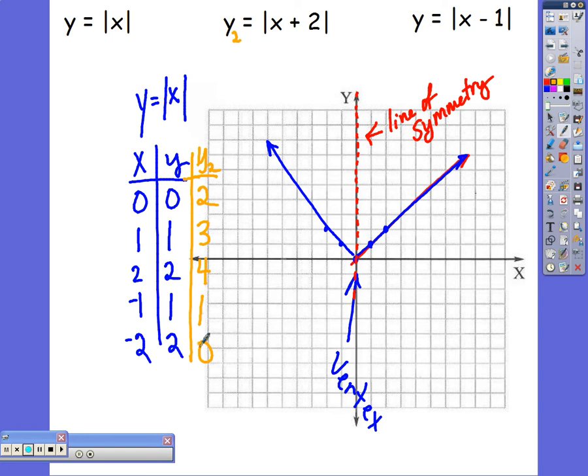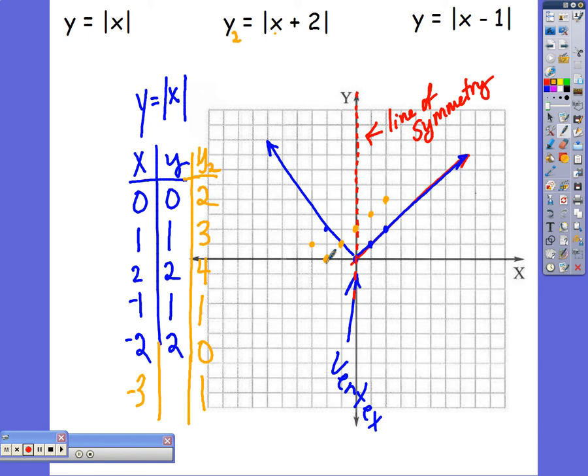So if we graph these points, we got 0, 2, 1, 1... 2, 4, -1, 1, -2, 0. Now we're not getting our V shape, so let's finish this out a little further. Let's try -3. What happens if we have a negative 3? Well, negative 3 plus 2 gives us negative 1. Absolute value gives us 1. So here's where this is going to turn.